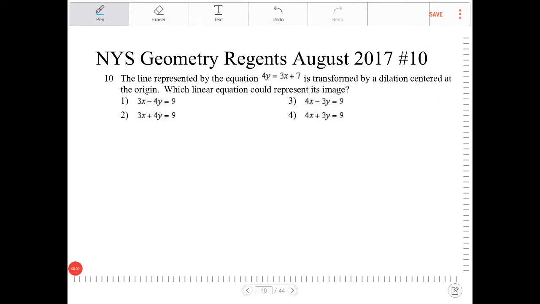The line represented by the equation 4y equals 3x plus 7 is transformed by a dilation centered at the origin. Which linear equation could represent its image? So the line that we have, 4y is equal to 3x plus 7. If I were to divide both sides by 4, I'll end up with 3/4 x plus 7/4.